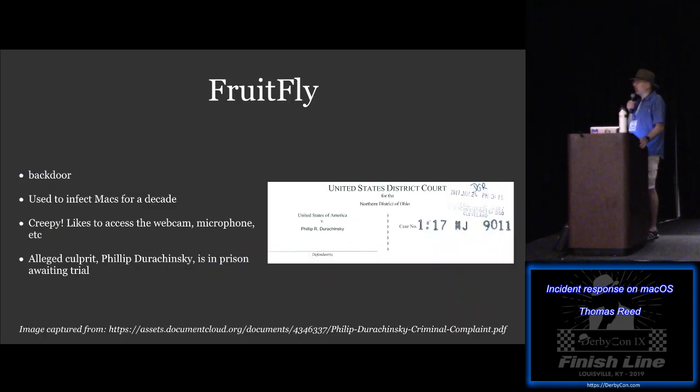So the last one we're going to look at, it's not as recent, but it's interesting because it's still an ongoing case. So Fruitfly was a general purpose backdoor that was used to infect Macs for over a decade before it was discovered. And it was very, very creepy. The guy was using it to record people through the webcam and through the microphone. He's been accused of, among other things, creation of child pornography.